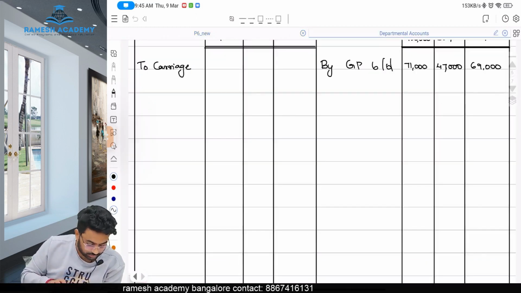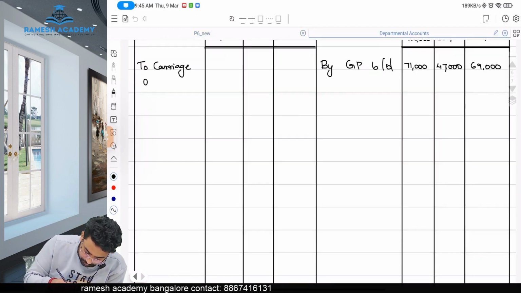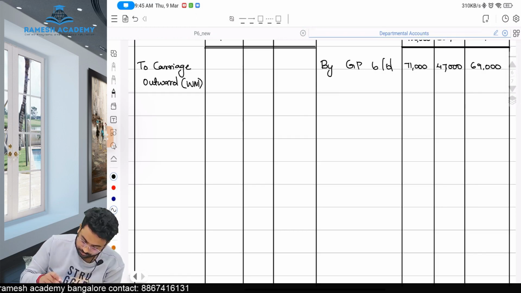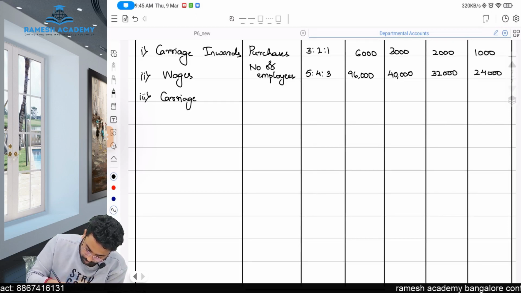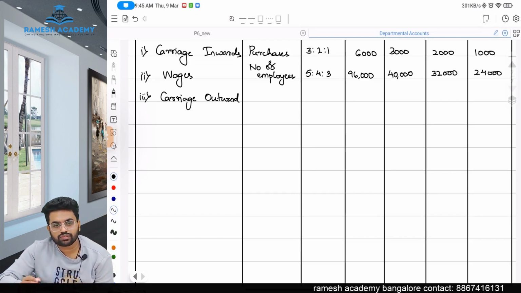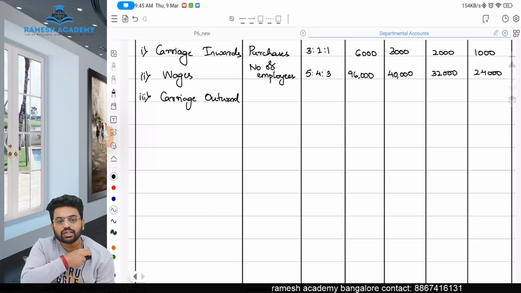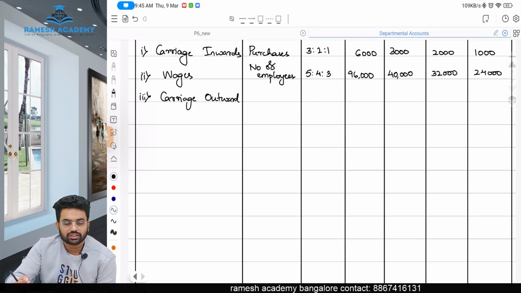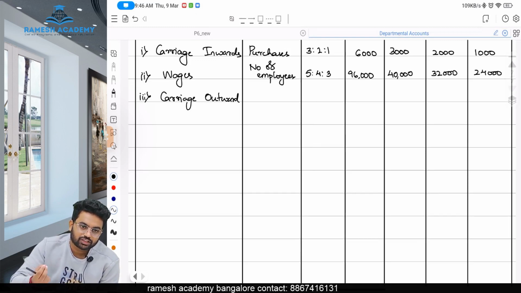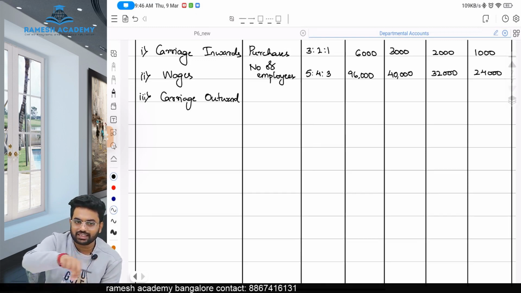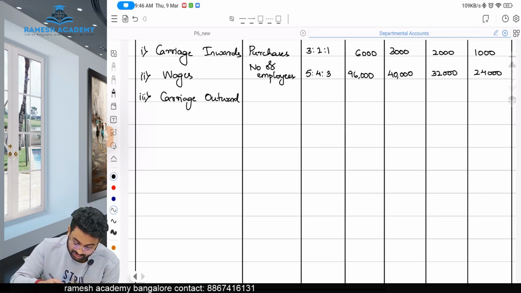Carriage outward 5,400 is there. Working note 1. Carriage outward usually will be incurred on the sold goods, the sold goods which we send to our customers. Basically, it's kind of a marketing activity. If you purchase some electronics, they will send them to your home, no? If it is within a certain radius for free, that is carriage outward expenditure.